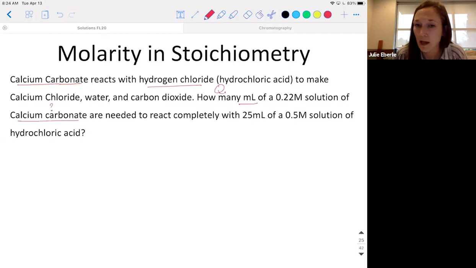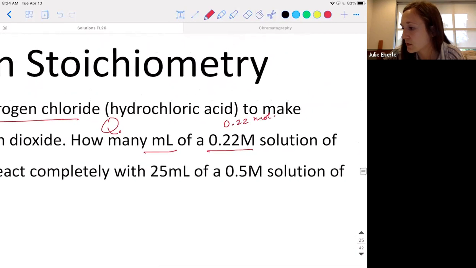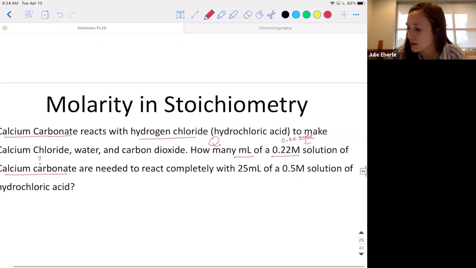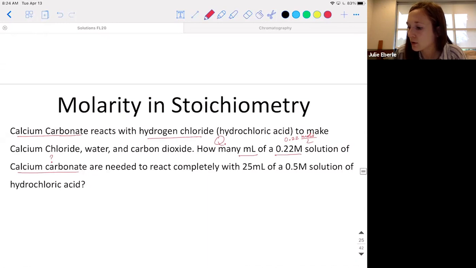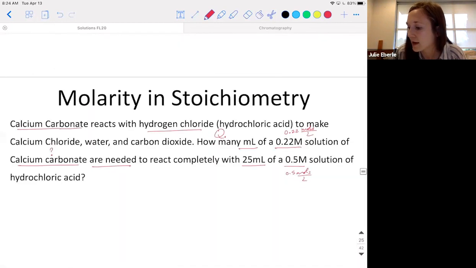Okay, we're looking for that. So, it's how many milliliters of a 0.22 molar, and again, you could write this as 0.22 moles per liter. That'll help you see the units to convert between. How many milliliters of a 0.22 molar solution of calcium carbonate are needed to react completely with 25 milliliters of a 0.5 molar, which is 0.5 moles per liter, solution of hydrochloric acid.